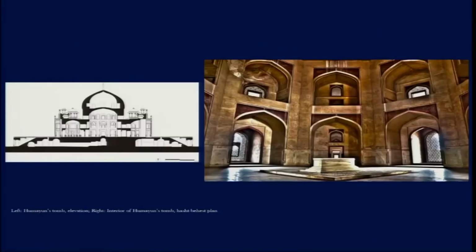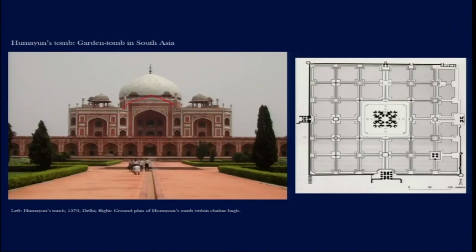Now apart from this octagonal plan, and the use of the red and yellow sandstone and white marble, there is also another feature of this tomb complex which is of importance. Here on the left side of the image, as we can see, the dome of Humayun's tomb, this high imposing dome, is actually a double dome. So what is a double dome?